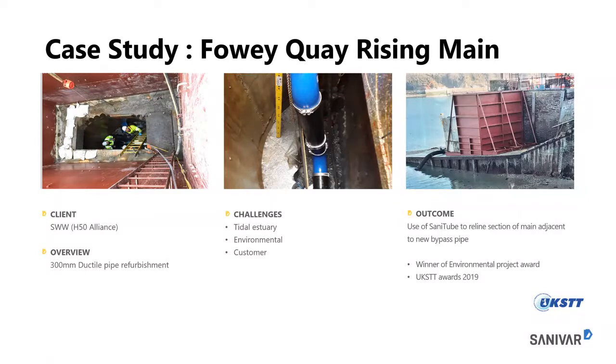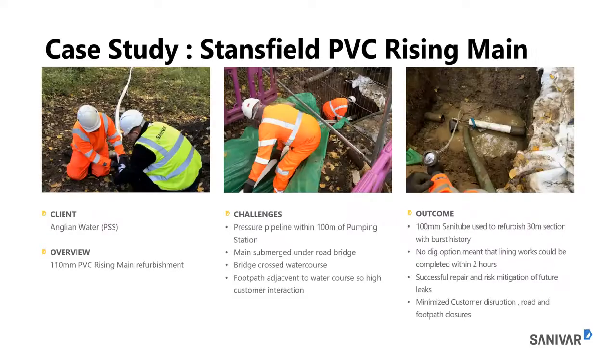This is a smaller scale project, but equally applicable. A job we did for Anglian Water with public sewer services. Effectively, it was 110mm PVC rising main refurbishment. The rising main, the pressure pipeline, was in close proximity to the pumping station, and as such, was under quite considerable pressure when the pumps kicked in at the pumping station.